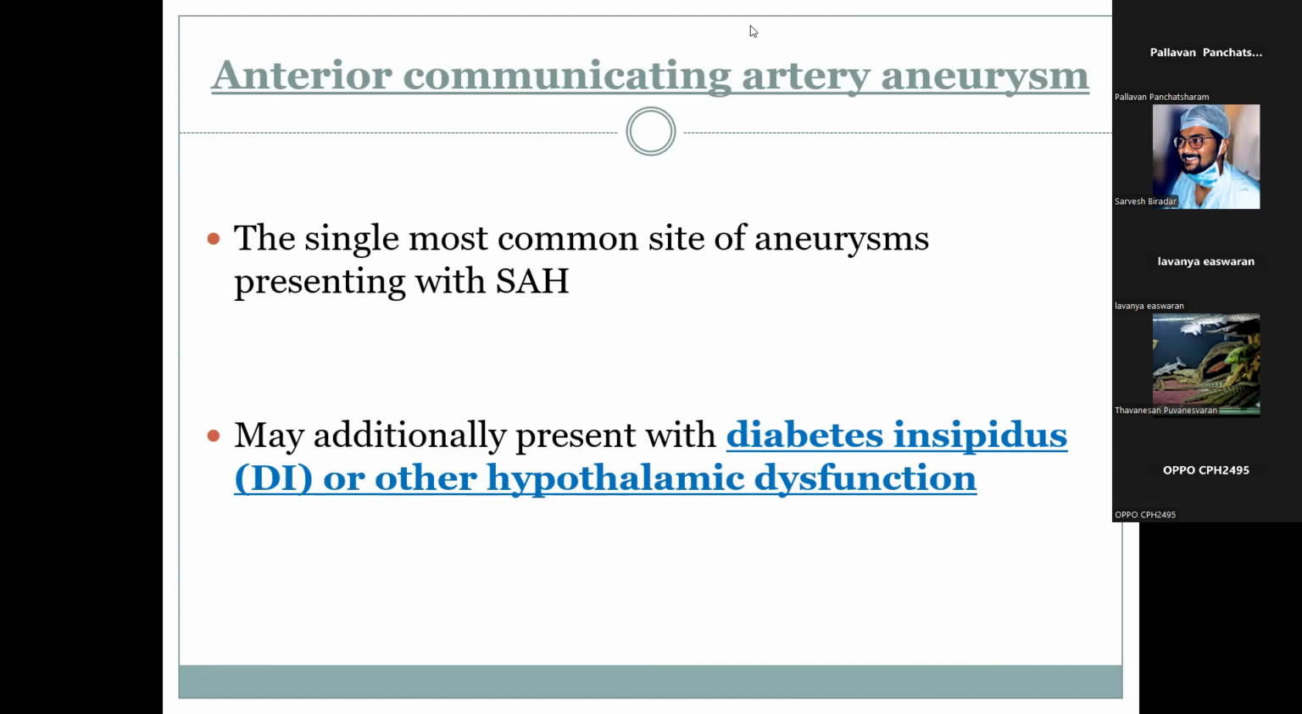Most of the time, anterior communicating artery aneurysms are associated with abnormal anatomies. So understanding the anatomy of the anterior communicating artery aneurysms through the angiogram is very, very important to avoid surprises intraoperatively. And this is the commonest aneurysm which we see in our clinical practice. It is the single most common site of aneurysm presenting with SAH. It may additionally present with diabetes insipidus or hypothalamic dysfunction.